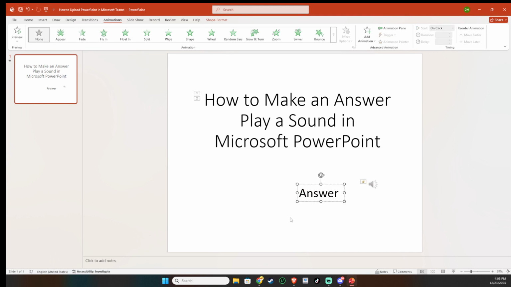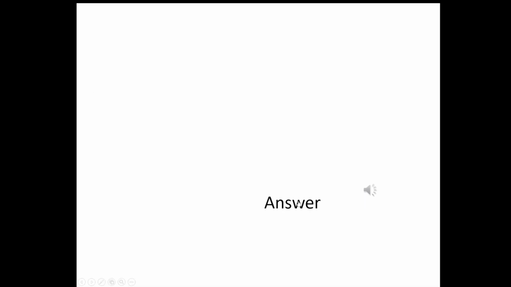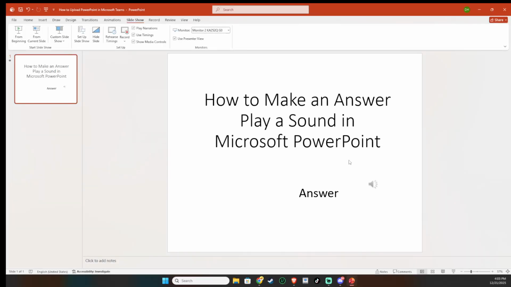Finally, test your setup. Start the slideshow for that slide. When you click the correct answer, the one you chose in the trigger, the sound should play immediately. If nothing happens, double-check that you selected the audio animation in the pane and that the trigger is set to the right object. You can repeat these steps for other answers with different sounds if you're building a full quiz.